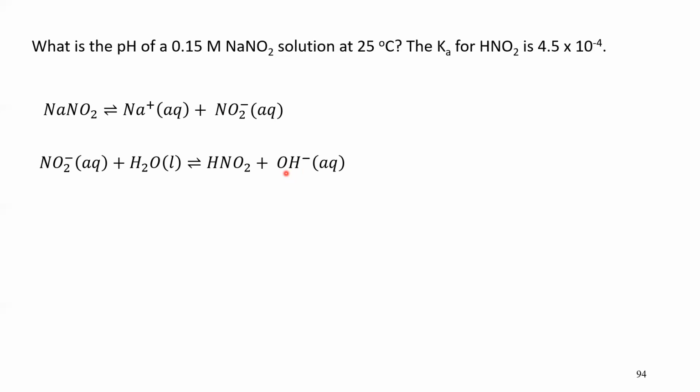Okay, so it's going to be a basic salt. Agreed. We're increasing the hydroxide ion, which makes it basic. So that means we're going to need to write a Kb expression. We were given Ka, so we're going to have to figure out what Kb is.